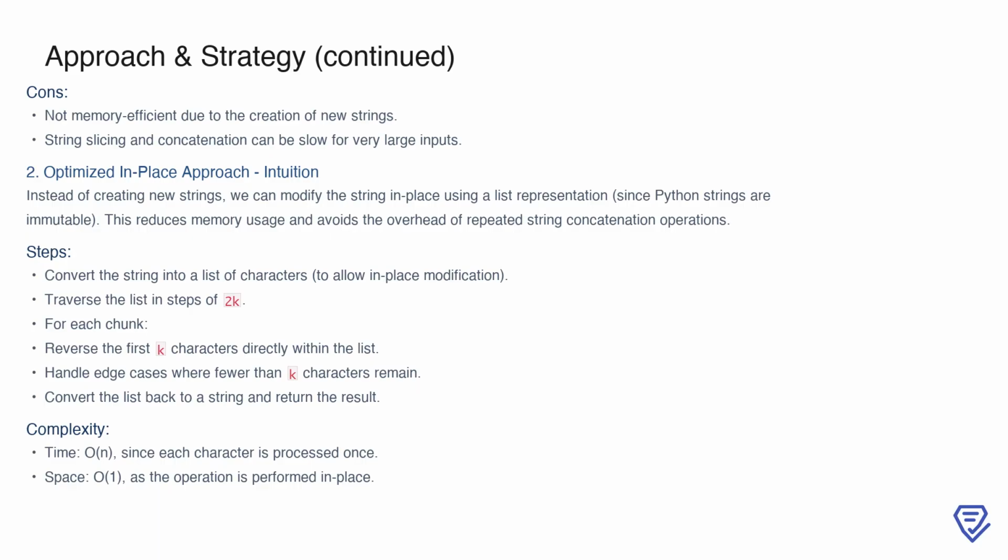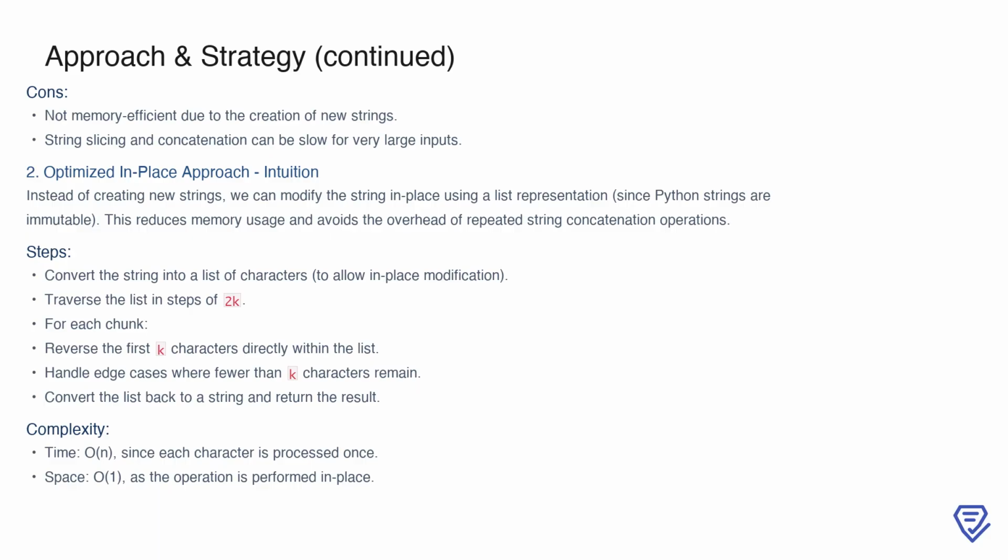To address these limitations, we can consider an optimized in-place approach. The key idea here is to modify the string directly instead of creating new strings. Since Python strings are immutable, we first convert the string into a list of characters, which allows in-place modification. From there, we traverse the list in steps of 2k and reverse the first k characters directly within the list. After processing all the chunks, we convert the list back to a string and return the result.